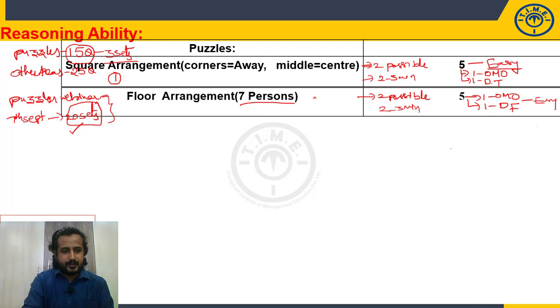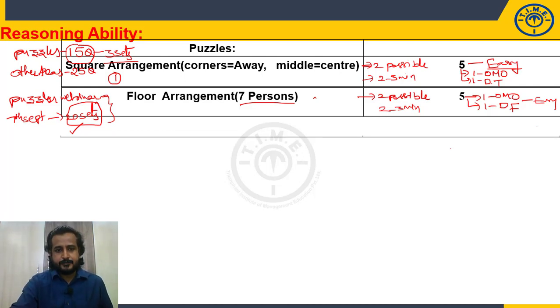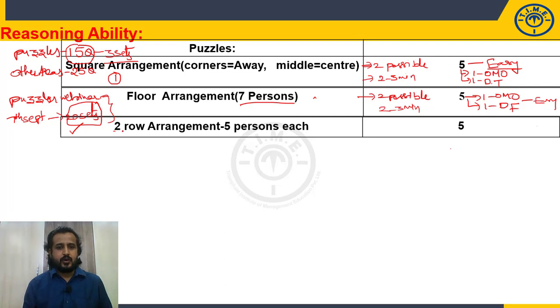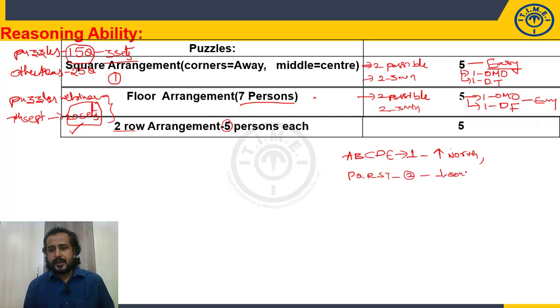And the surprise is, there are no such questions related to months and days. All are related to seating arrangements only. Now the one more set is a 2-row arrangement, in each row 5 persons. Now information is given like this. 5 persons A, B, C, D are sitting in row 1 facing towards north. And the next 5 persons P, Q, R, S, T are sitting in row 2 facing towards south, in such a way that each person in row 1 faces exactly 1 person in row 2.